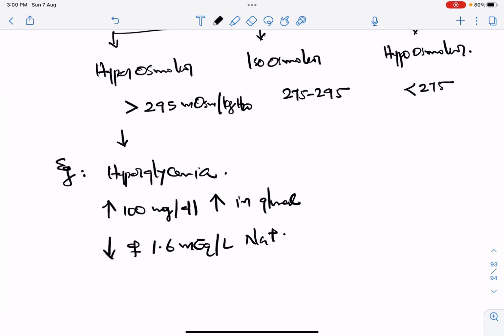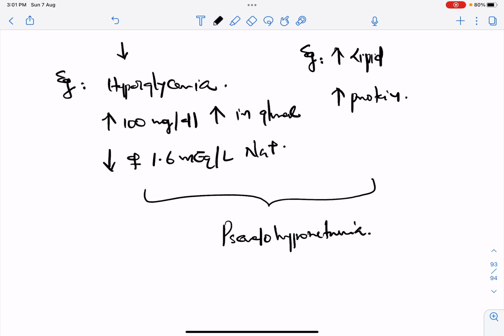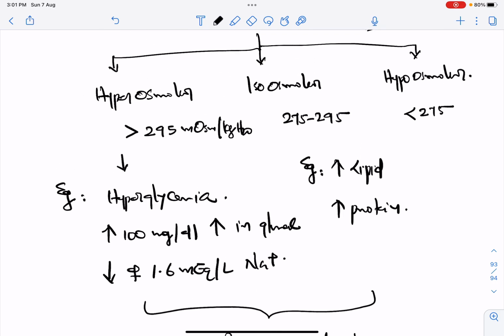Now isoosmolar hyponatremia is seen with increased lipid concentration or increased protein concentration. These two conditions, hyperosmolar and isoosmolar, together are named pseudo hyponatremia. There is no true hyponatremia here, because the low sodium reading is due to an increase in the concentration of other components. Hypoosmolar hyponatremia refers to the true hyponatremia.